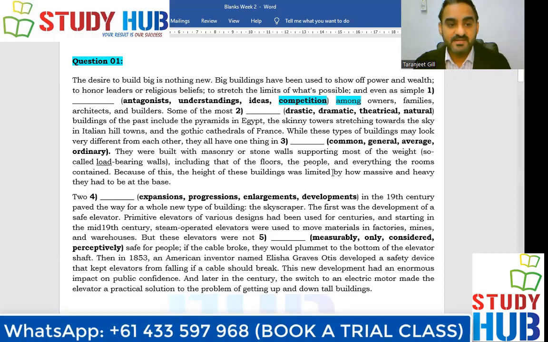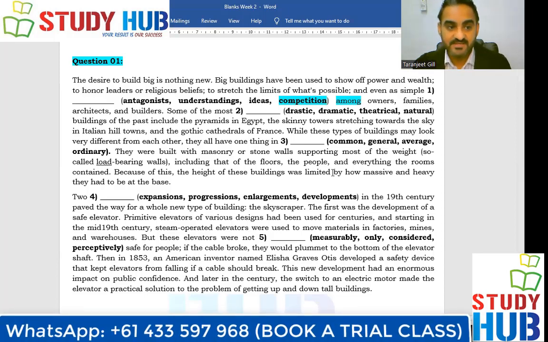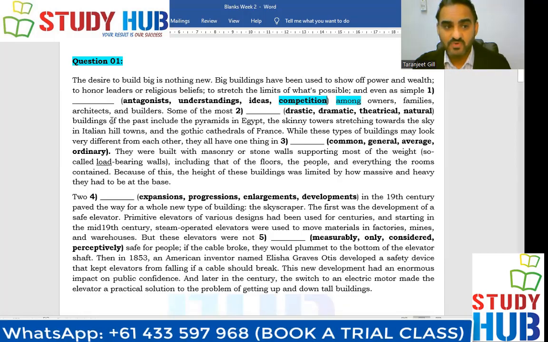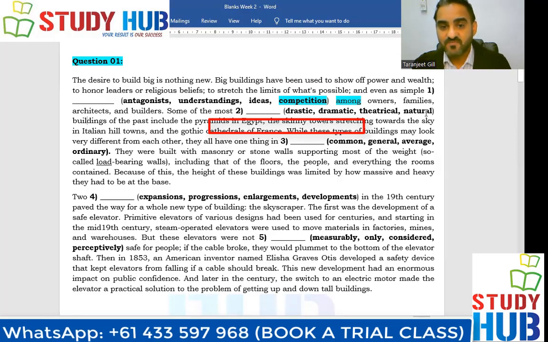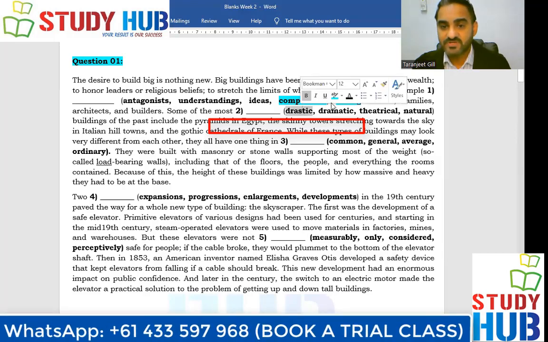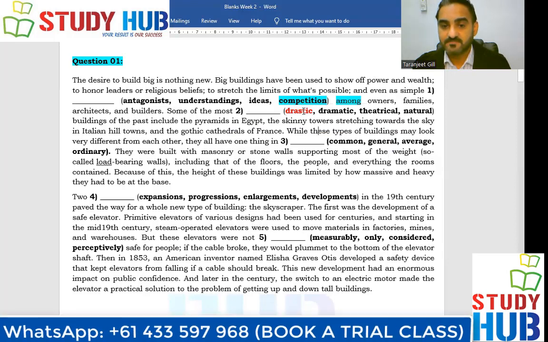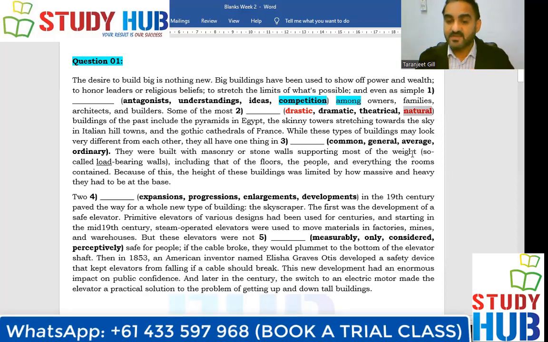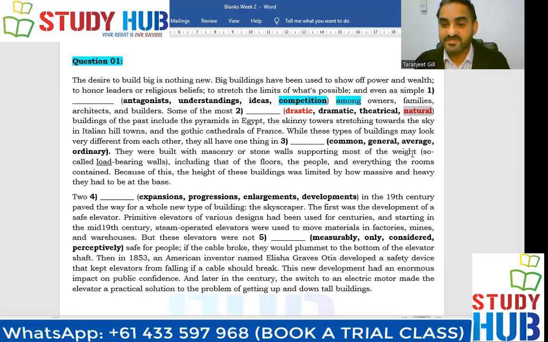Some of the most dramatic buildings of the past include the pyramids in Egypt, the skinny towers stretching towards the sky in Italian hill towns, and the Gothic cathedrals of Europe. We are looking at an adjective here: drastic, dramatic, theatrical, and natural. First of all, I'm going to eliminate drastic because the tone is positive. And these buildings are not natural buildings. They are not naturally made. They are man-made. So we can either say dramatic or we can say theatrical.